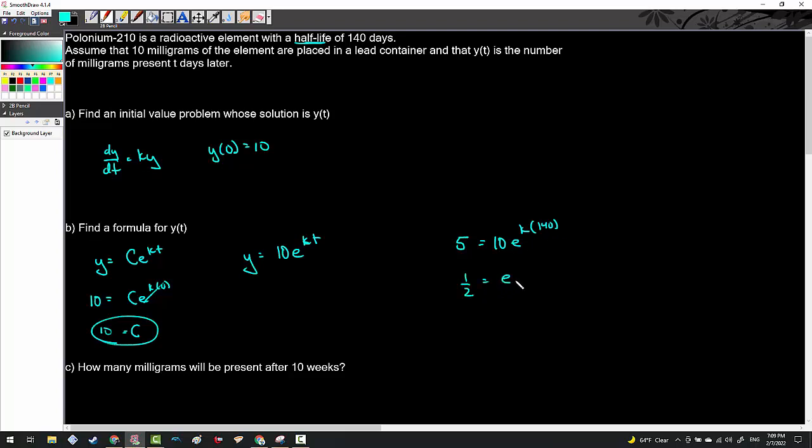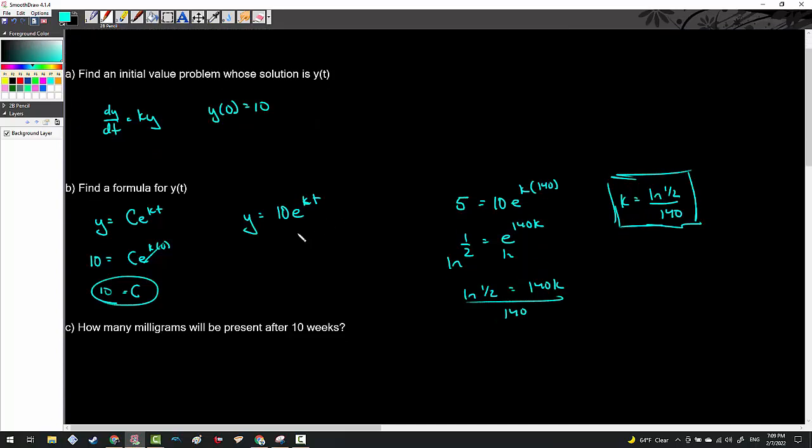So I will go ahead and solve. I'll get 1/2 equals e to the 140k, ln both sides. So I've got the natural log of 1/2 equals 140k. Divide the whole thing by 140, so my k value is equal to ln of 1/2 over 140. And just like the E. coli problem, I'm probably just going to keep that as k, knowing that when I plug this into the calculator, that's what fills in the role of k. So my formula really is 10e to the kt, but now k is this known value.